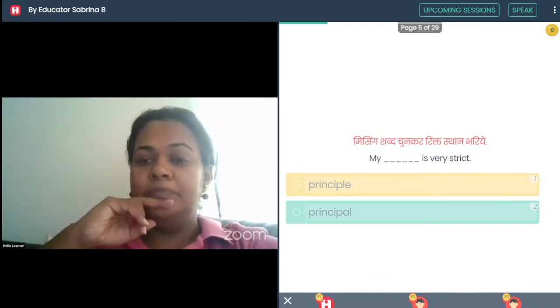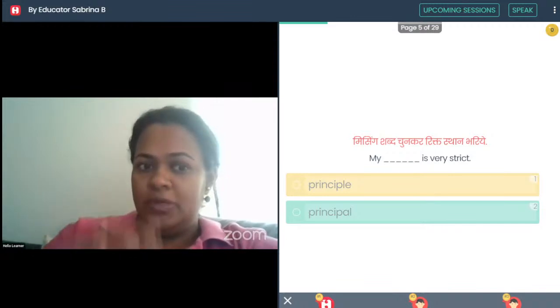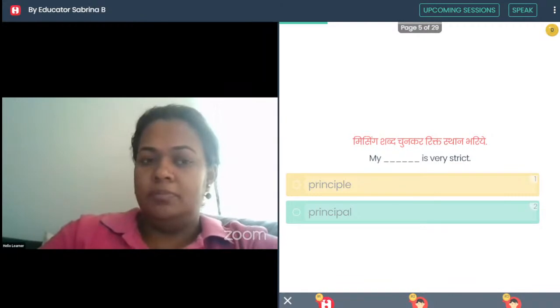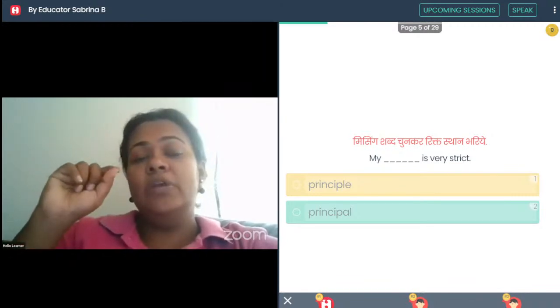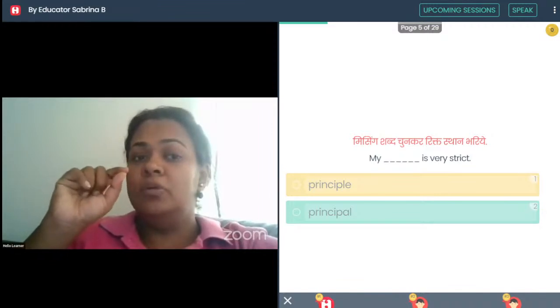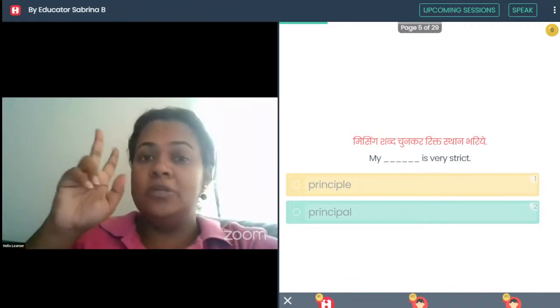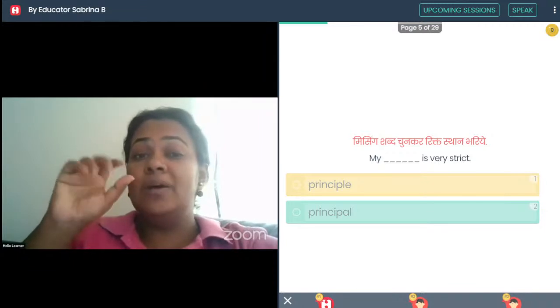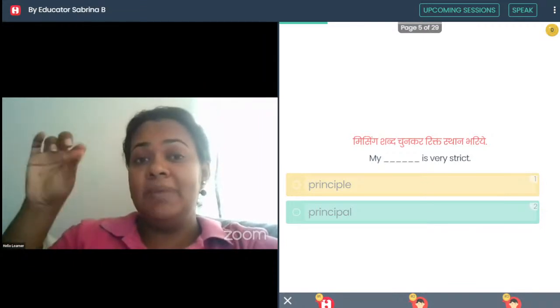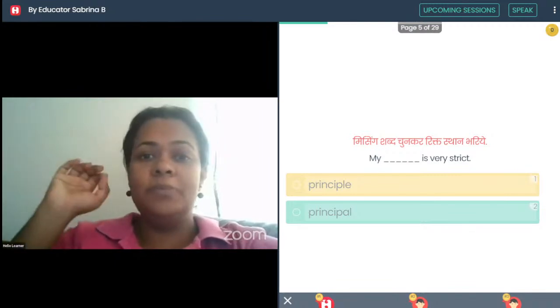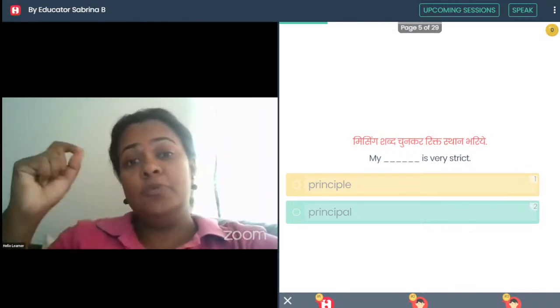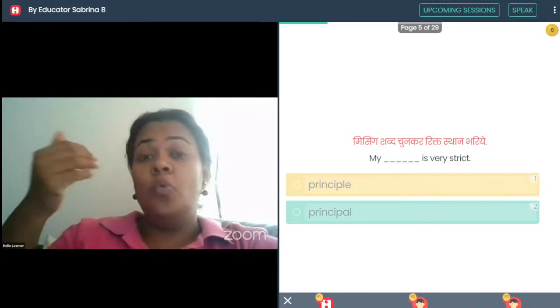So, Rahul, can you help me with which is the right one? The second one is the right answer, ma'am: my principal is very strict. So we're looking at the word. If you look at the last two letters, that is the difference. Though it looks like principal, it is not pronounced the same. Now, what is the difference?